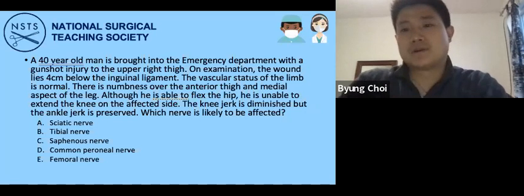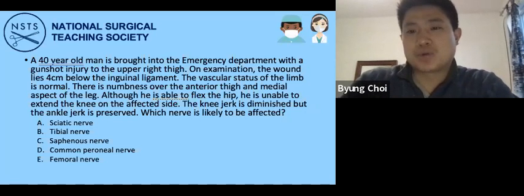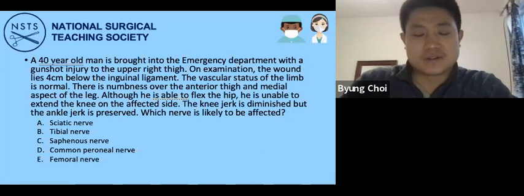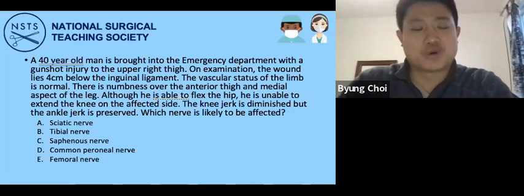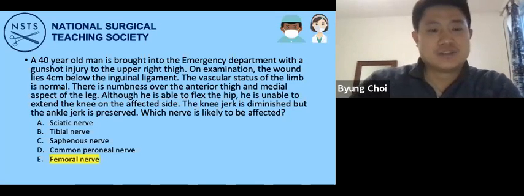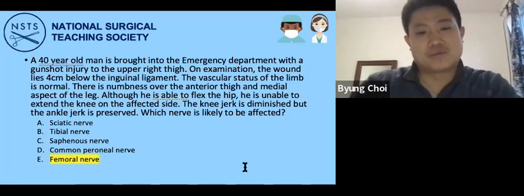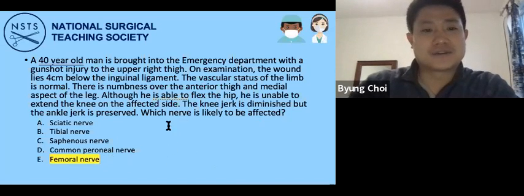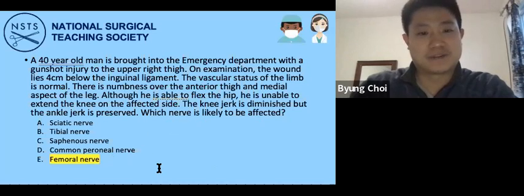Okay, great. So we'll stop the poll there. And it was an overwhelming majority for E, which is, of course, the correct answer. It's the femoral nerve. So you can go through what's affected here, and clearly, most of these things will be affected by the femoral nerve.